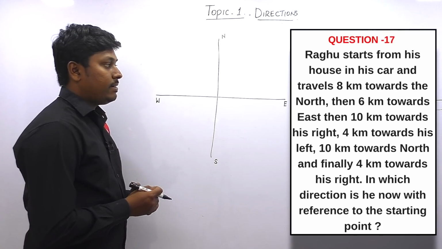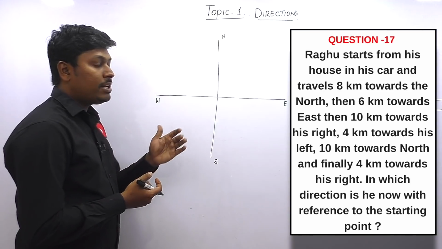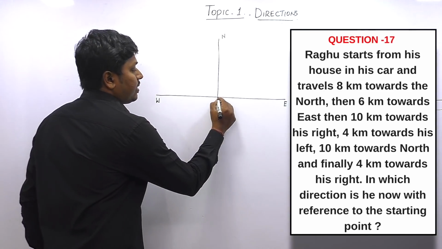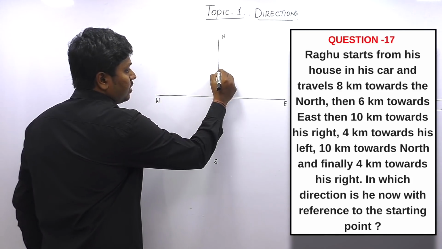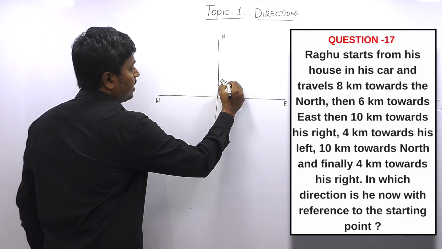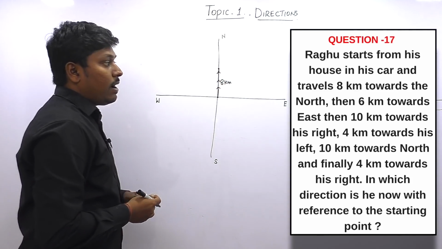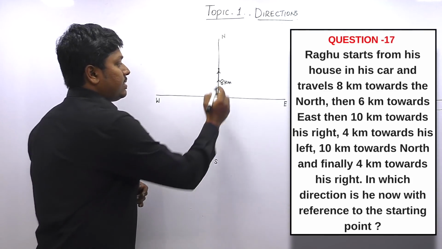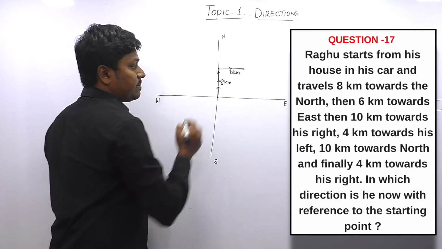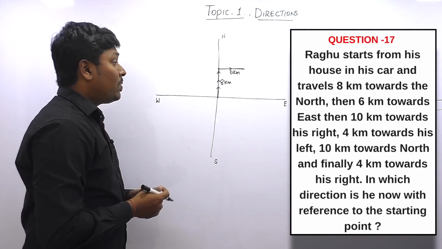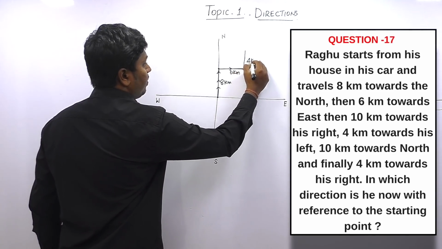Question number 17. Raghu starts from his house in a car and travels 8 km towards north. So from this point, Raghu is starting from his house and he is traveling 8 km towards north. So let me assume this as 8 kilometers towards north. And then 6 km towards east. So from this point, he is traveling 6 km towards east. 4 km towards his left. So from this point, he is taking a left turn and he is walking 4 kilometers.